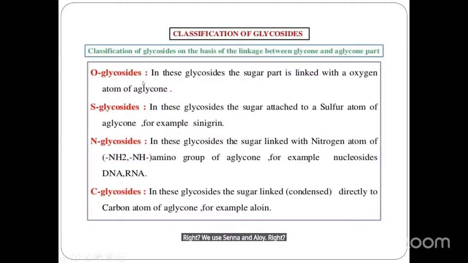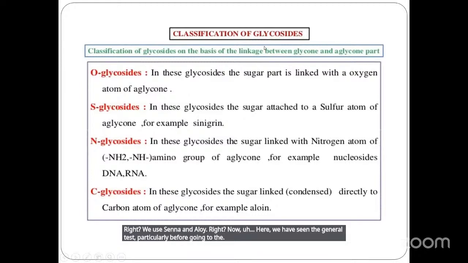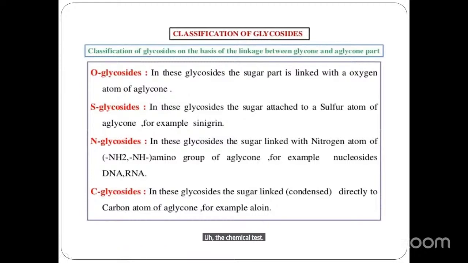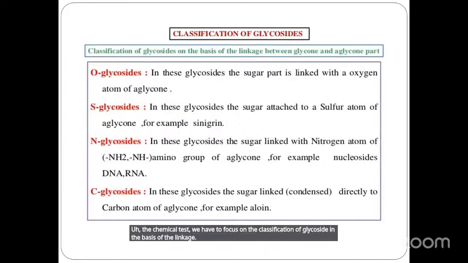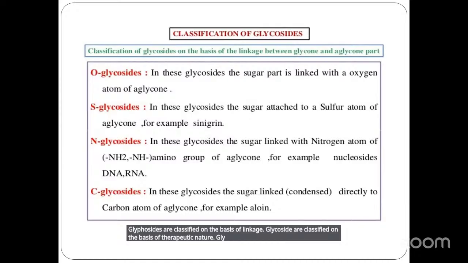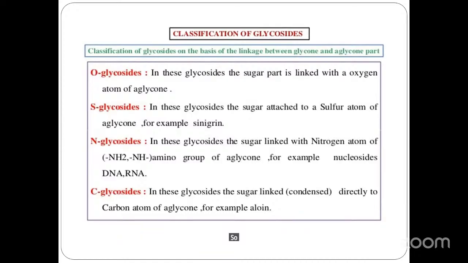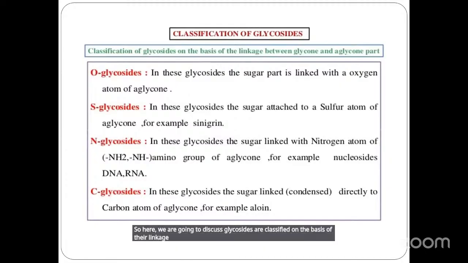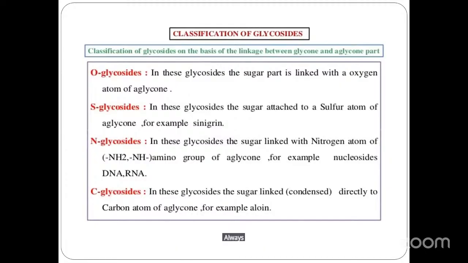Now, here we have seen the general test. Before going to the chemical test, we have to focus on the classification of glycosides on the basis of linkage. Glycosides are classified in three to four ways: on the basis of linkage, on the basis of therapeutic nature, and on the basis of chemical nature. Here we are going to discuss classification on the basis of linkage, and the question will always be asked on this.